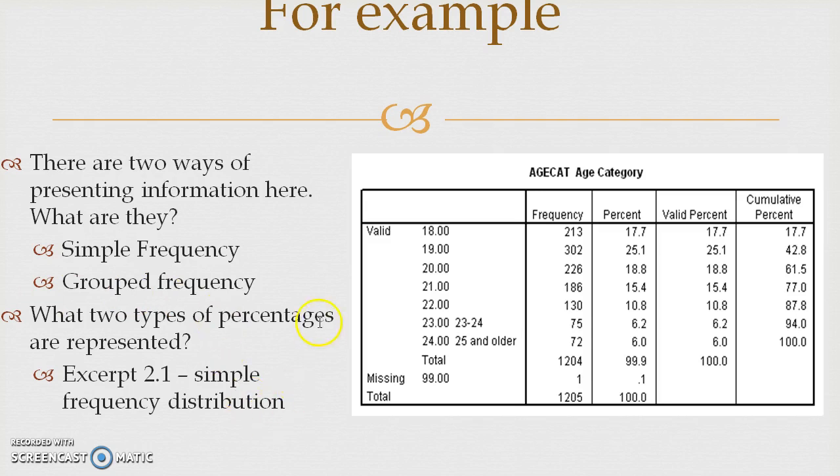So here is an example. This is not from your book, but you do have simple frequency and group frequency in your book. When you look at the simple frequency, it basically says this is your age category, which is your nominal data. In this age category, we have 18 years is 213. 19 years is 302 frequency.